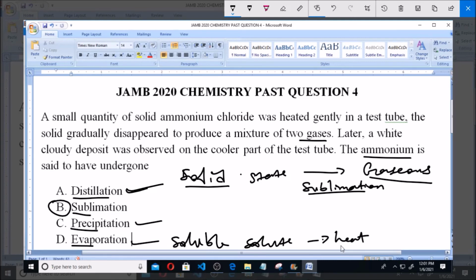heat. So the answer to this question is actually option B, sublimation, the changing of the substance from the solid state directly into a gaseous state without passing through the liquid state.